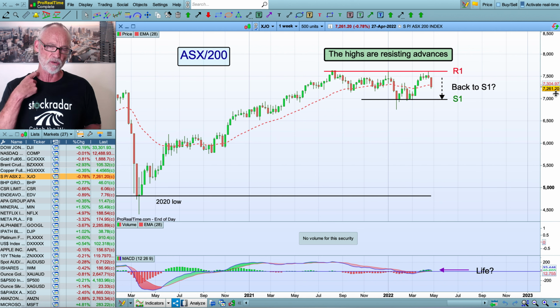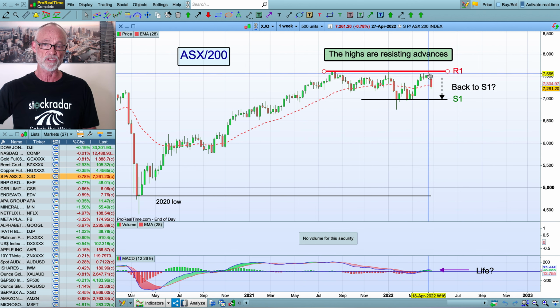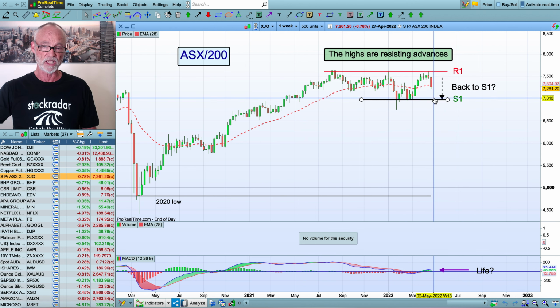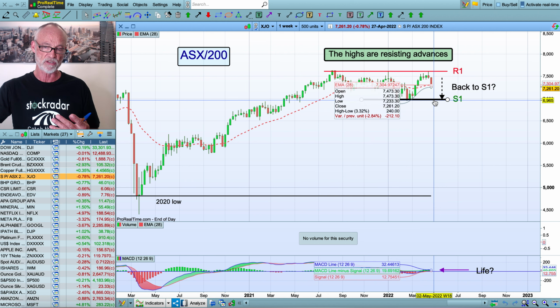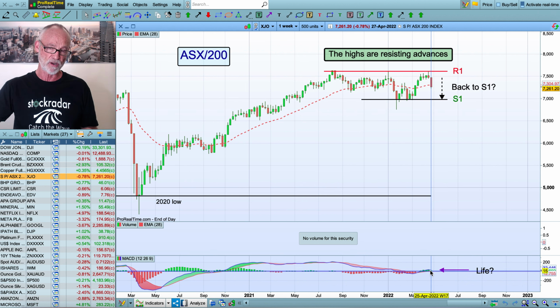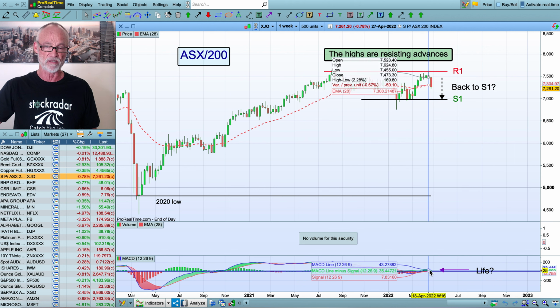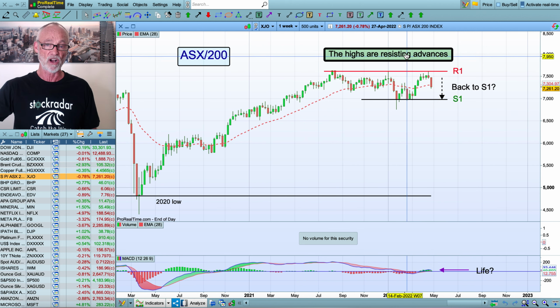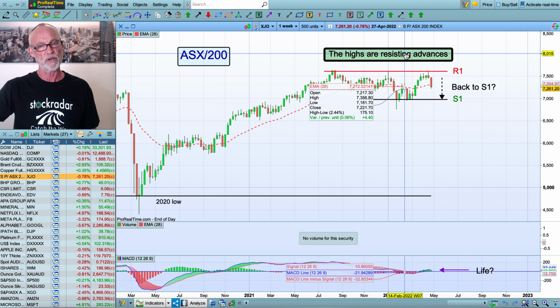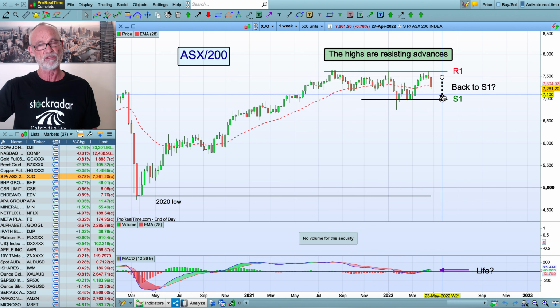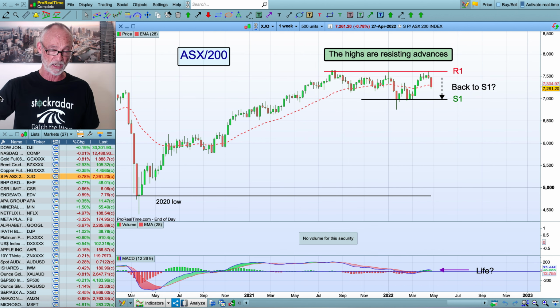However, our ASX 200, it's had a big run up. It's now in a correcting phase since August. We've now challenged the highs again. We failed there, so we'd likely come back to S1 again. So a bit of pressure on this market. Pretty flat down here. We thought we might have seen a spark of life going on down here, but it really hasn't amounted to anything. So the highs are resisting advances at the moment, and we can't get through. So we're going to retreat back again, see if we can gather a bit more buying down here.